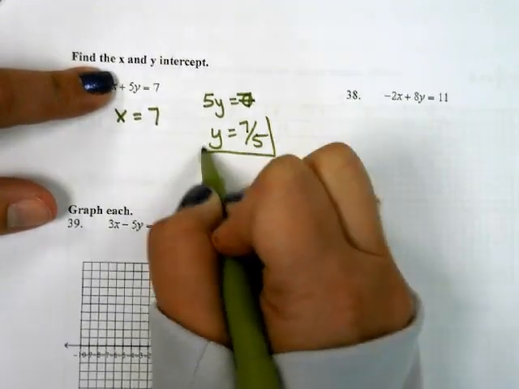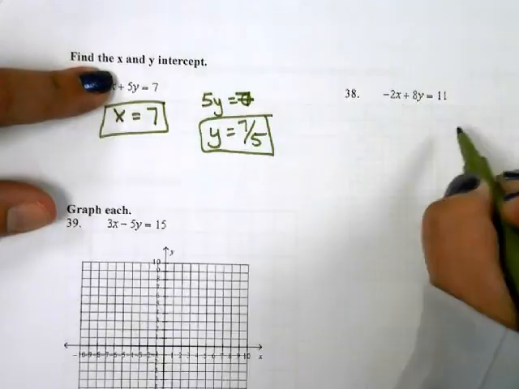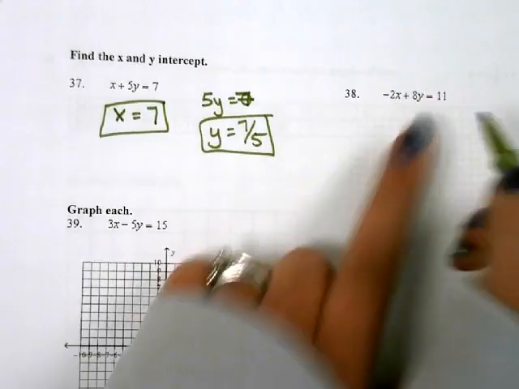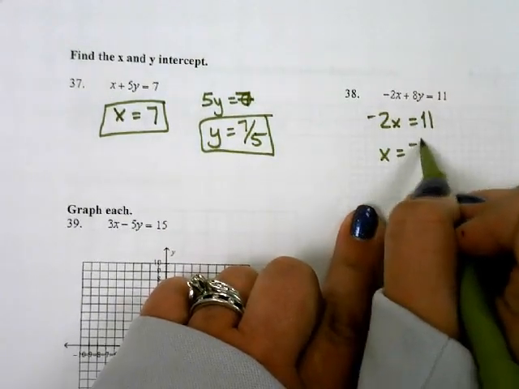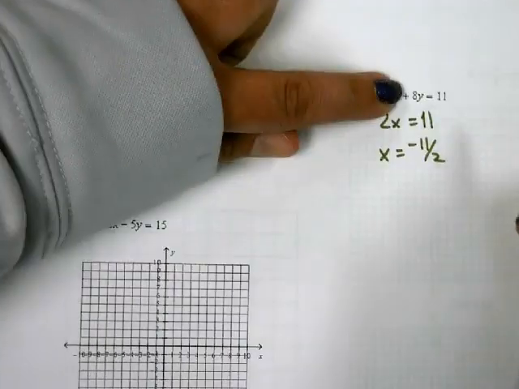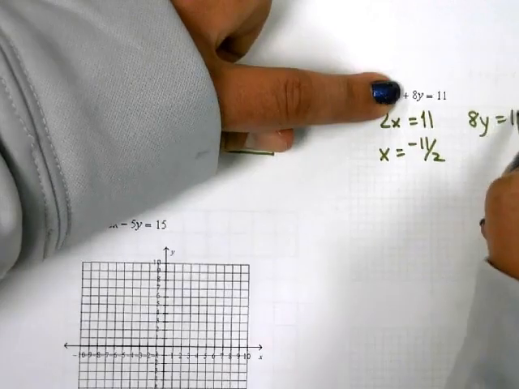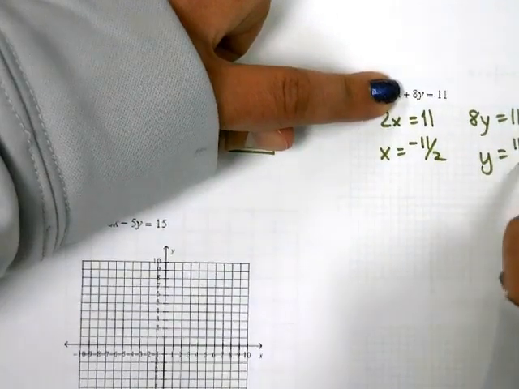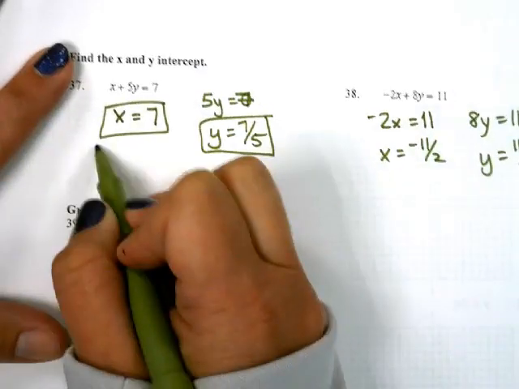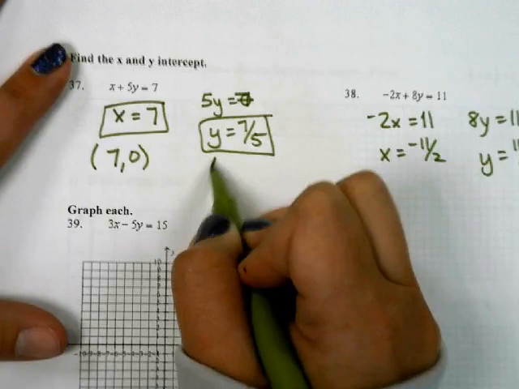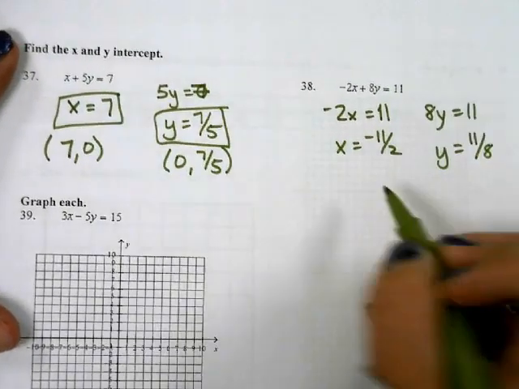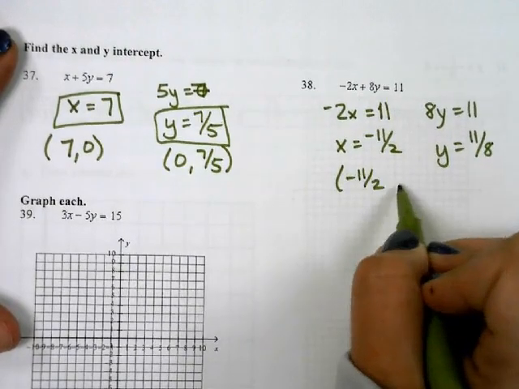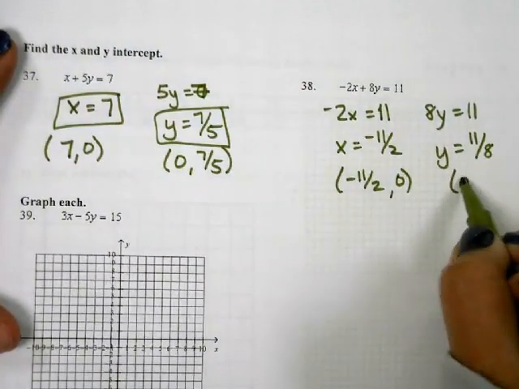Okay, same thing over here. If y is 0, negative 2x is equal to 11, so x equals negative 11/2. If x is 0, y is 11/8. Remember, these are ordered pairs, so this would be like (7, 0) and (0, 7/5). This guy is (negative 11/2, 0) and (0, 11/8).